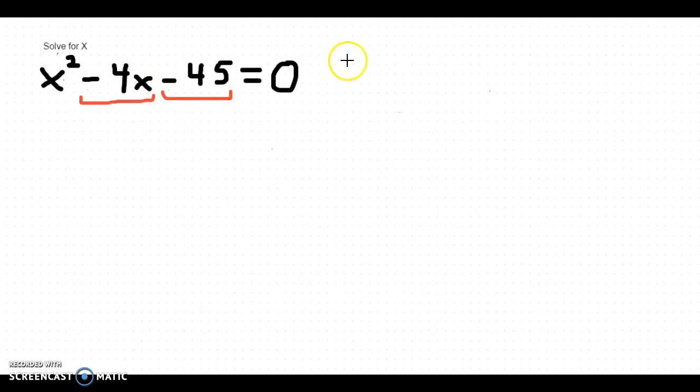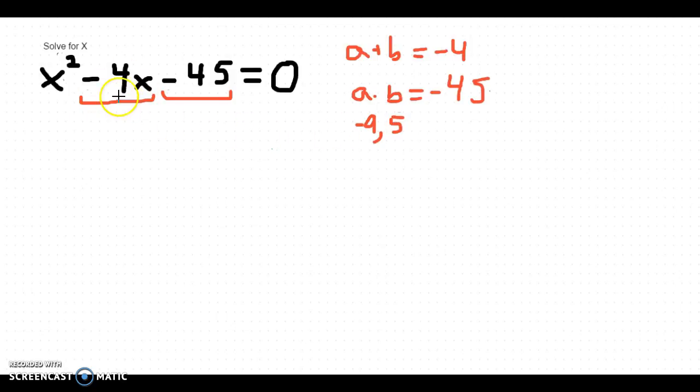And what we want is to find two numbers a and b where a plus b is equal to negative 4 and a times b is equal to negative 45. And doing some arithmetic, we can find that a and b will equal negative 9 and 5. So we're going to end up splitting this negative 4 here into negative 9 and positive 5.